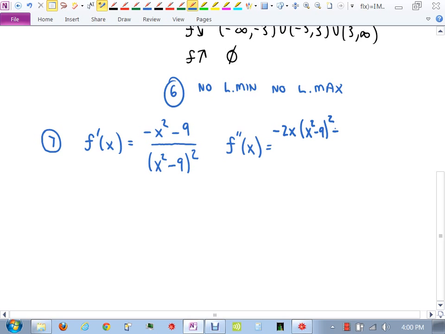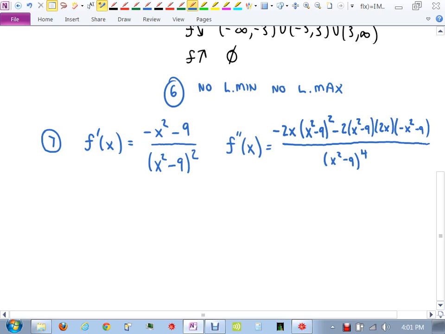minus the derivative of the bottom. Who wants to volunteer the derivative of the bottom? 2 times x squared minus 9 times 2x times negative x squared minus 9, all over x squared minus 9 squared, which is fourth.